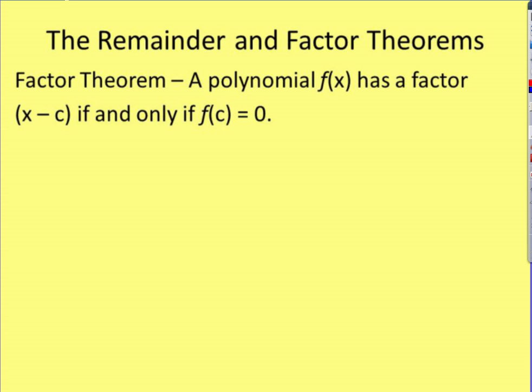The factor theorem says a polynomial f of x has a factor of x minus c if and only if f of c is equal to 0. So what this means is if I try to divide a polynomial by a binomial of the form x minus c, if we do not get a remainder, then you know that that was actually a factor of your polynomial.